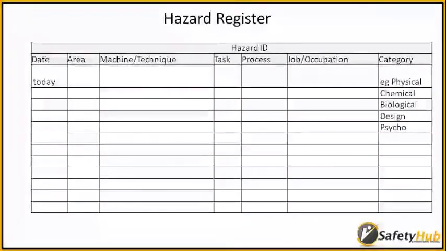So we're going to go to a predetermined area, and we're going to look at the 5 categories above and look at the workplace in one or a combination of different ways. We can look at an area. We can look at a machine or a technique, for example, a particular piece of machinery. We can look at the task.